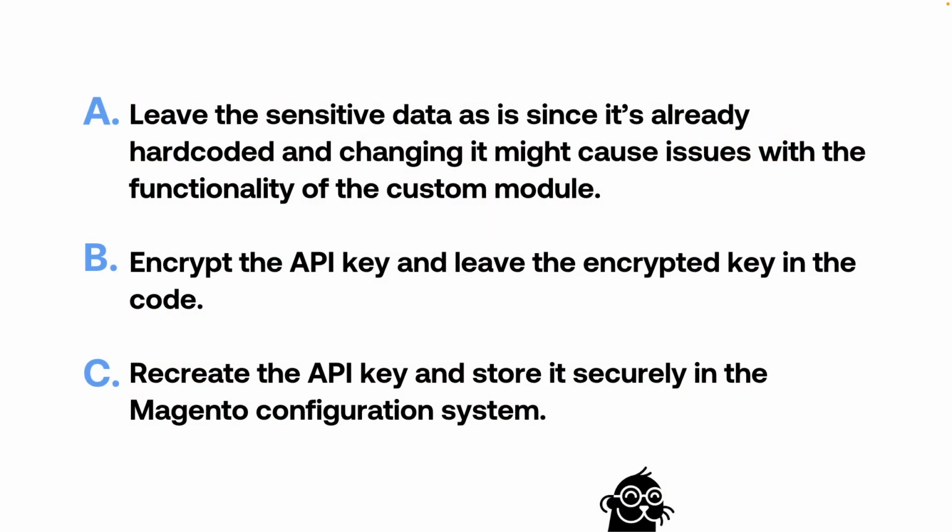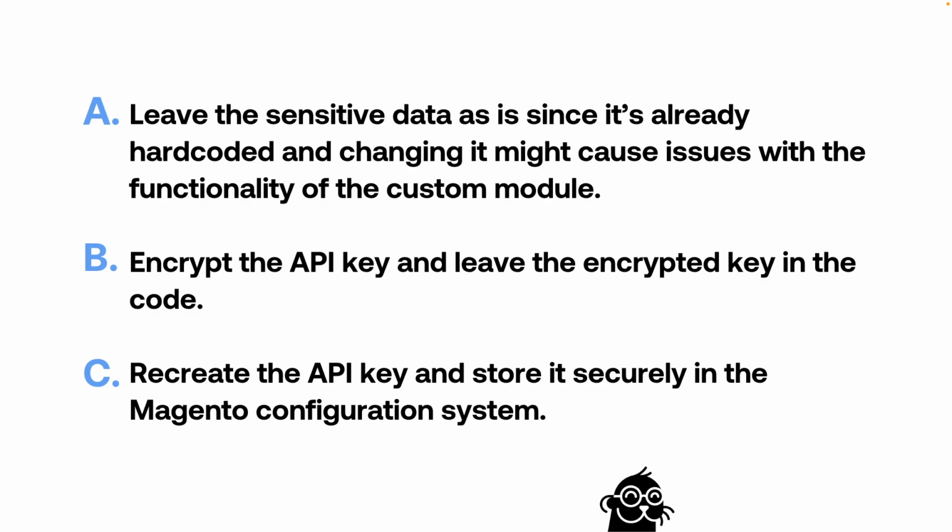B, encrypt the API key and leave the encrypted API key in the code. So in this option, we would be using the encryptor class in the Magento 2 framework to encrypt it, and then we would pull it back out of there, and then we would store that key in the code. C option would be to recreate the API key and then store it in the Magento configuration system. So out of these options, which one seems reasonable to you?